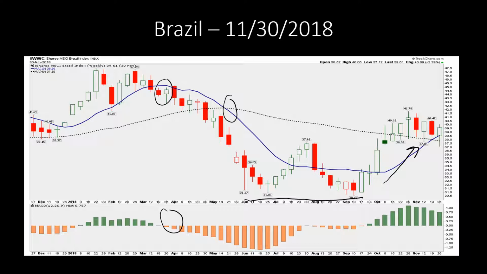The positives are that it has gotten above both its 10-week and 40-week moving averages, and the MACD turned green, which is positive. But we must be cautious, as the 40-week moving average is still sloping down, and also the MACD histogram is beginning to lose some strength. So for now, there are some positive signs in Brazil, but more work will be needed to get truly back in a strong rally.